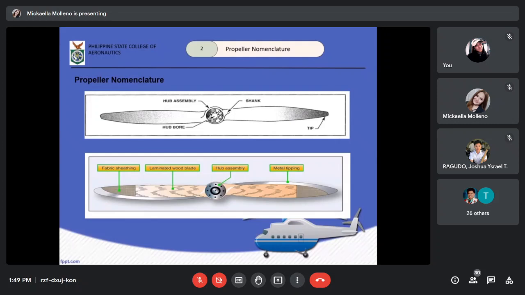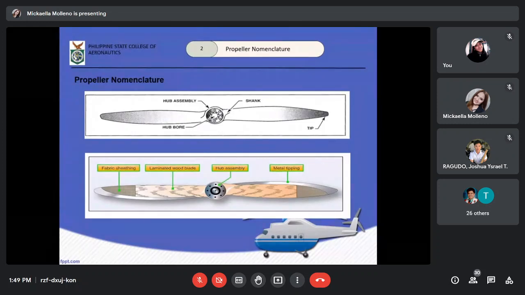So yeah, as you may see doon sa ating hub assembly, meron siyang butas na malaki sa gitna. It is called bore, hub bore. Pretty much, siya yung butas sa gitna. And yung mga mas maliliit is what we call the bolt holes. Bakit merong mga butas dyan? Kasi nga, yung hub assembly natin is the key to attaching it to the crankshaft. So, it makes the process of mounting possible.